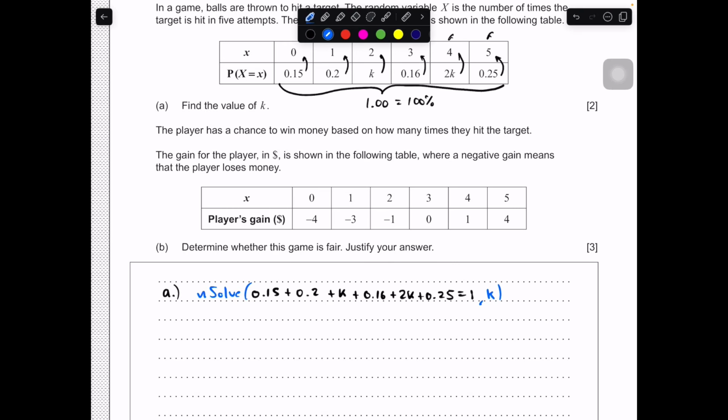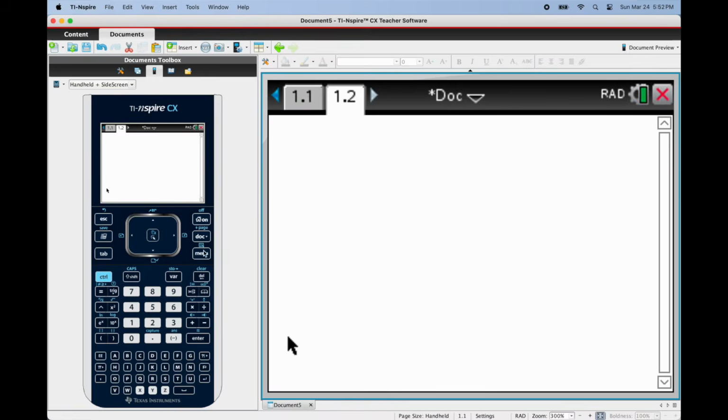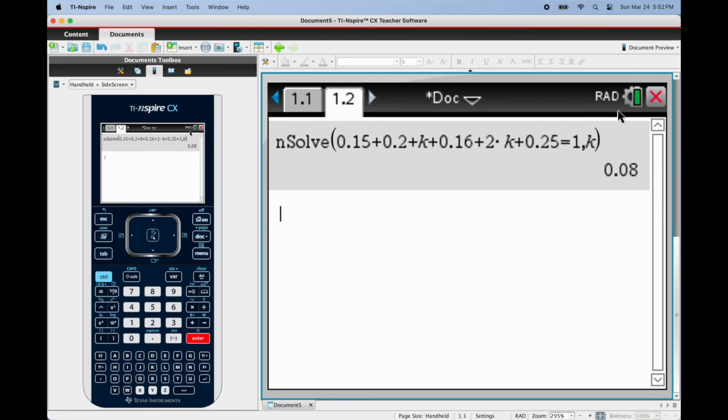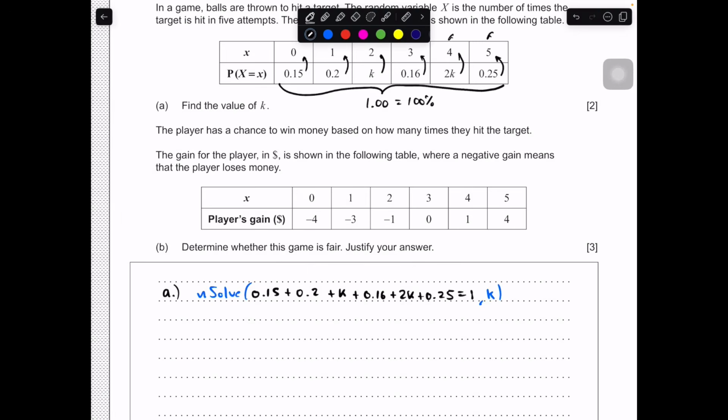Okay, so let's go into the calculator and write this out. Menu, algebra, numerical solve. 0.15 plus 0.2 plus k plus 0.16 plus 2k plus 0.25 equals 1. Remember last time it didn't really accept that too well, so I'm going to write 2 times k and then tell the calculator what to solve for. Okay, k is equal to 0.08. Going back to the document here, k is equal to 0.08.